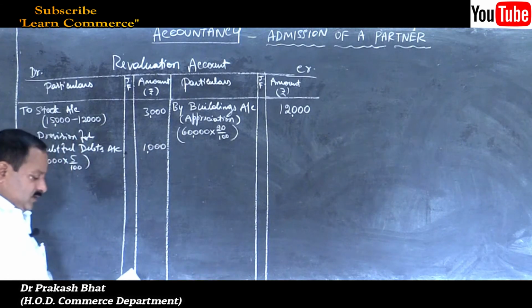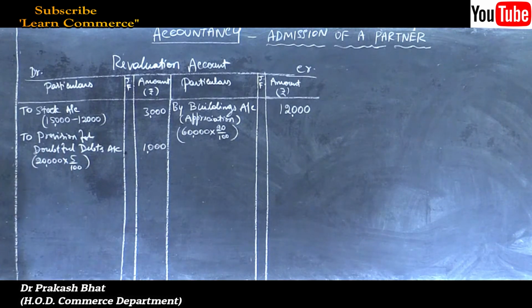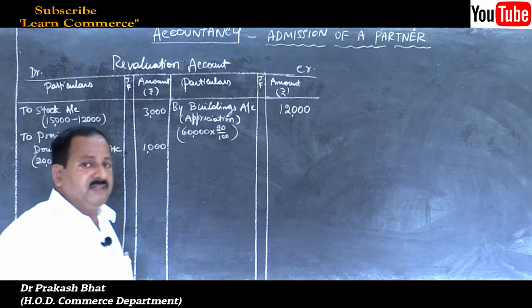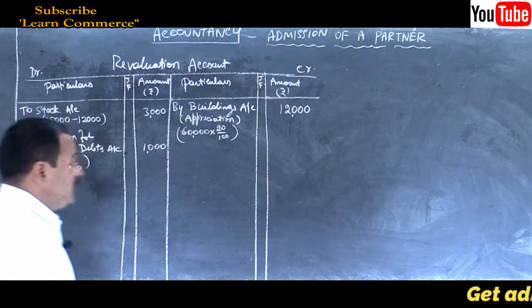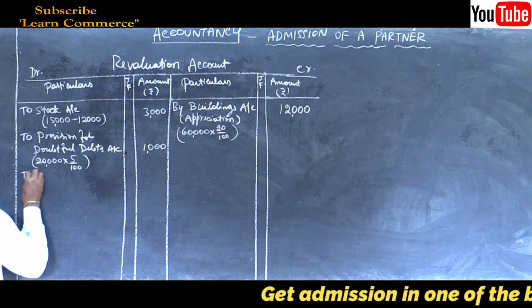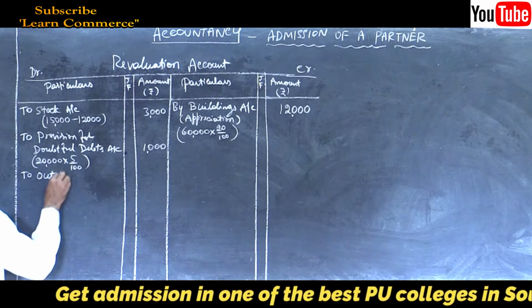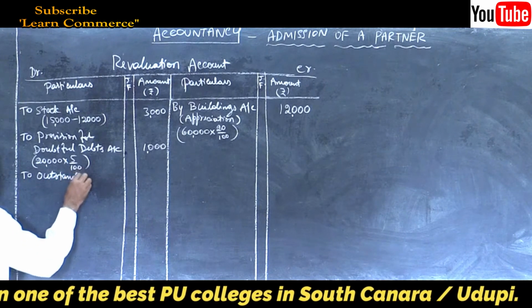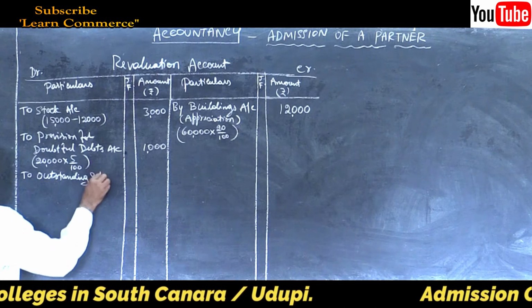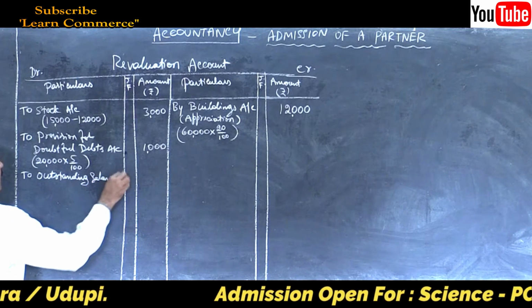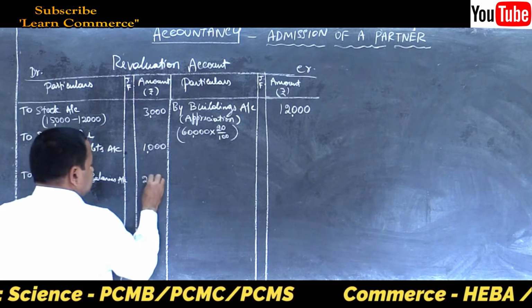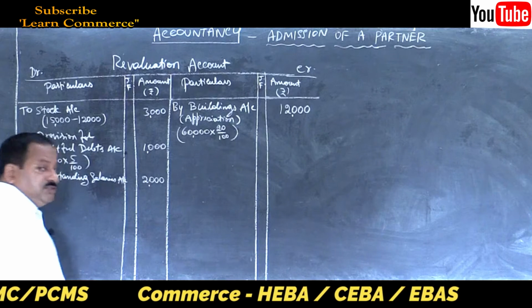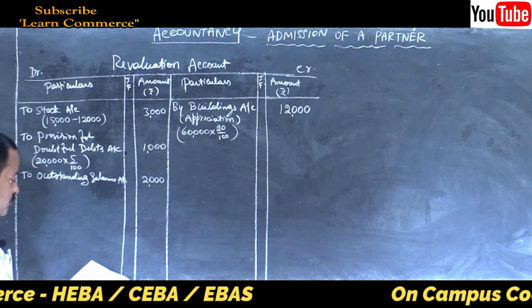Right? Then next one is outstanding salary. I told you, salary due but not paid. It's a liability of the firm, so again it is a loss to the firm. It should be entered on the debit side of revaluation account. Write outstanding salaries account. How much is it? 2,000. That's all the entries.